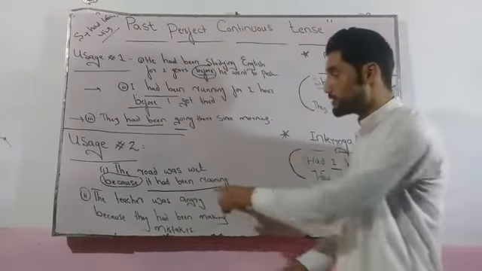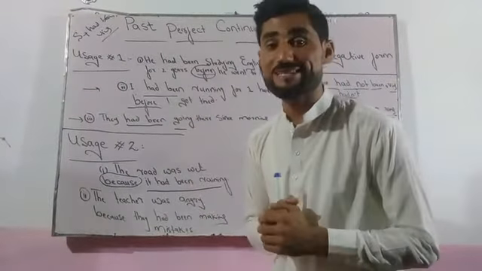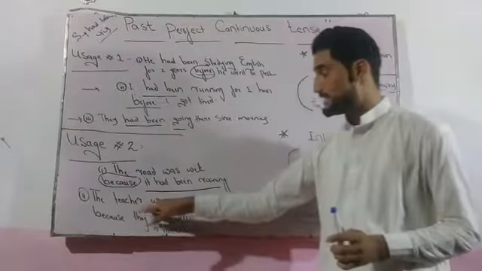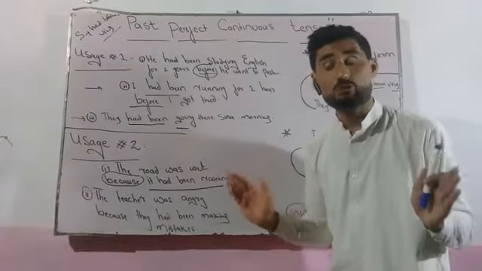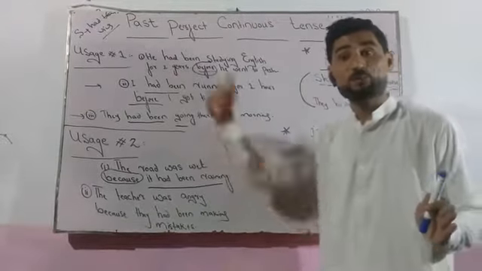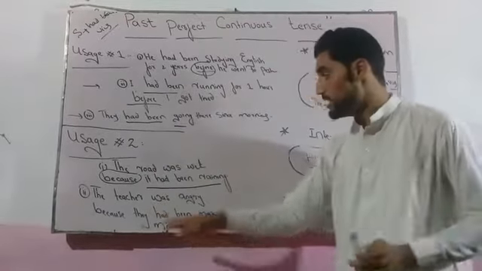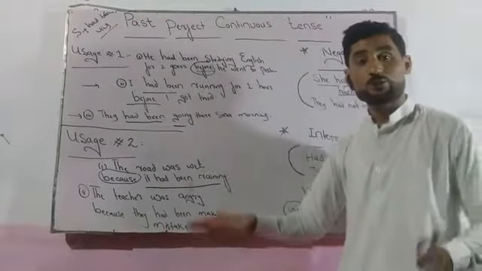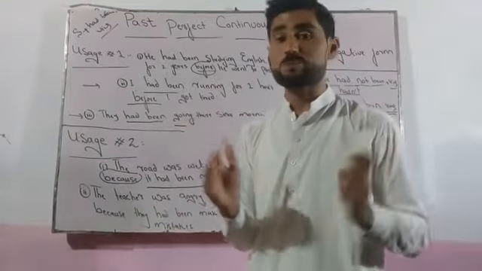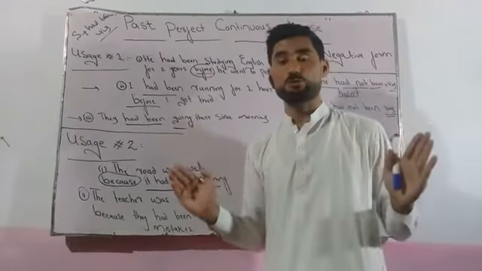Why was the road wet? Because it had been raining. Here's the cause. As I told you, we can also use the past perfect continuous tense to show the cause of an action or situation in the past. Finally, the teacher was angry. Why was the teacher angry? Because his students had been making mistakes. So this is the second usage of the past perfect continuous tense. It means that we can also use the past perfect continuous tense to show the cause of an action or situation in the past. So these were the two uses.